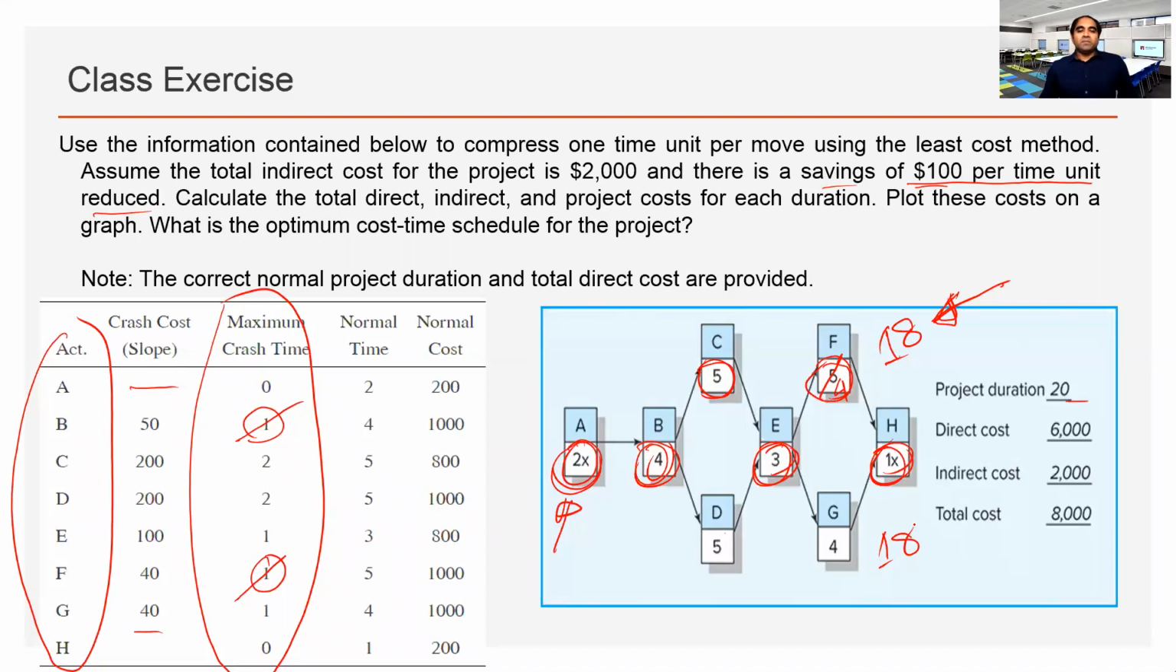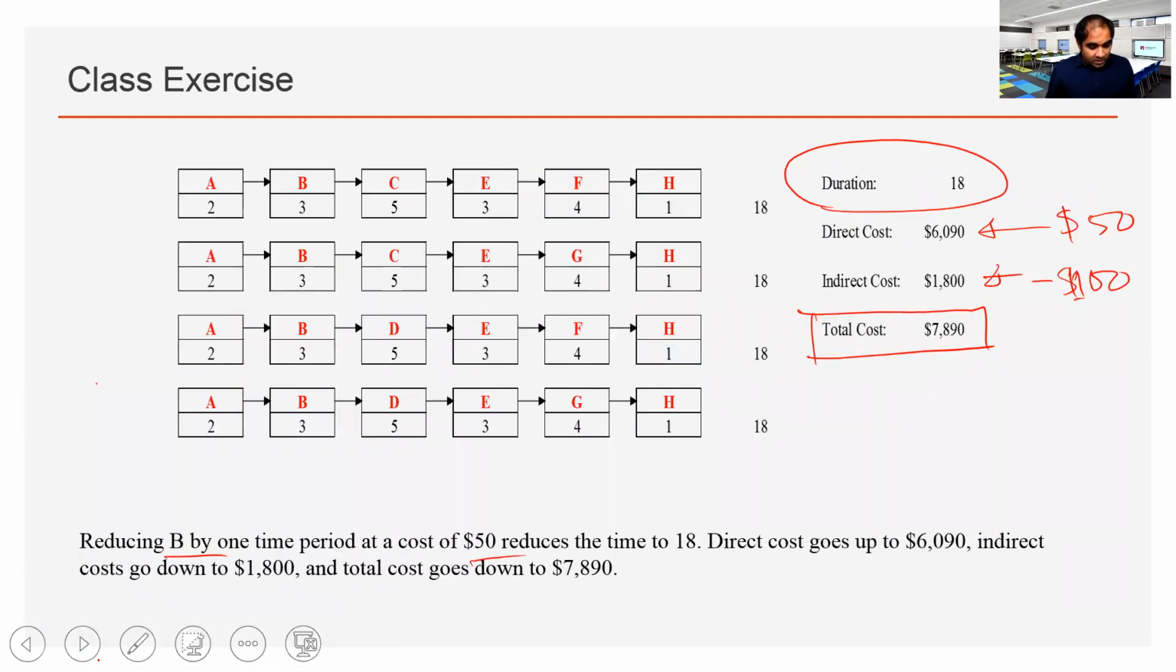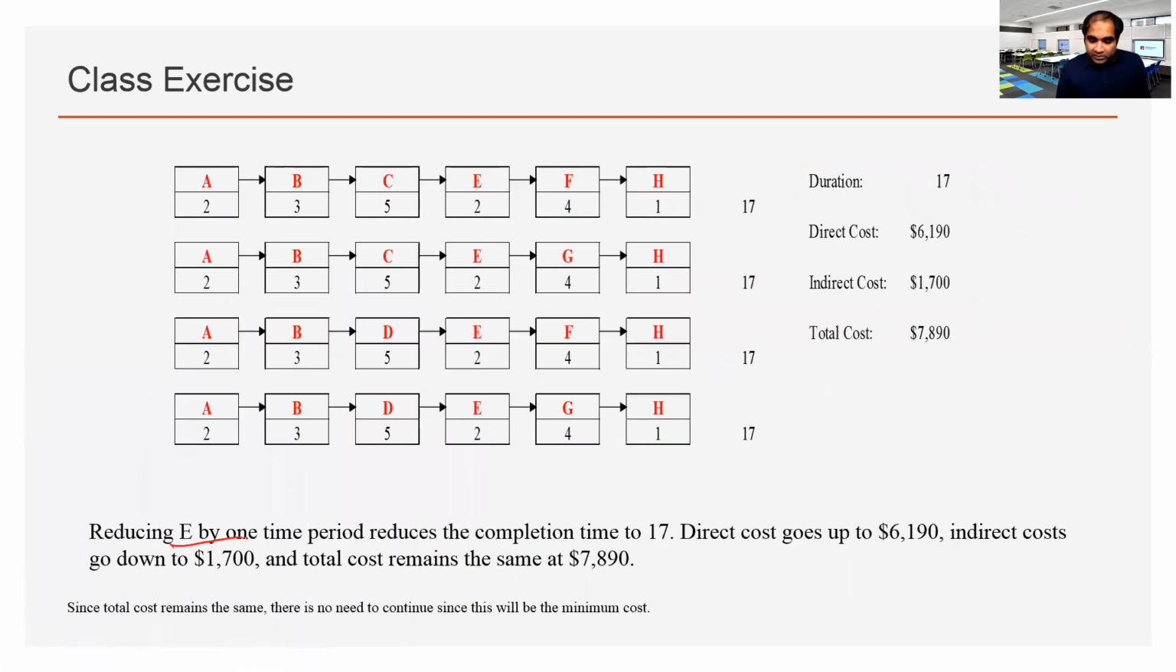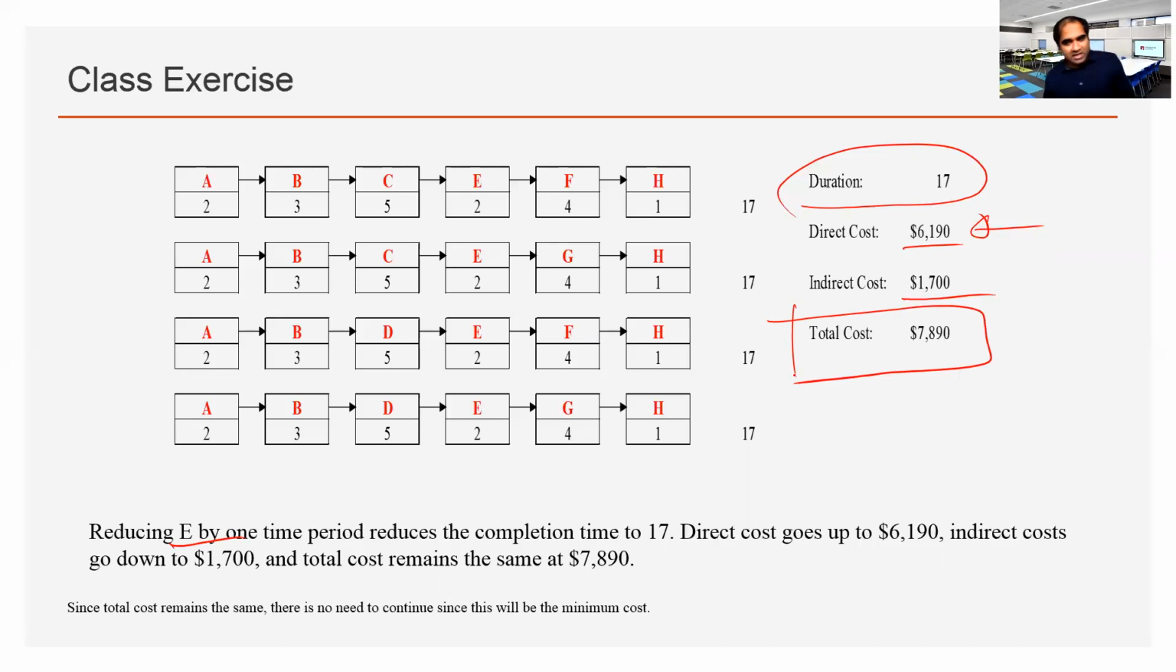Okay, so E is common to both the chains, right? If we crash C, we also need to crash D. If we crash C, that means chain 1 will be 17, but chain 2 will still be 18. So obviously E is the lowest. Also, E is common to both chains. That's right. So now let's crash E and reduce it to 17 days at 100, minus 100. Project cost remains still the same.